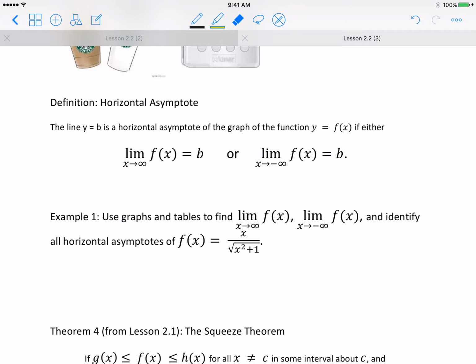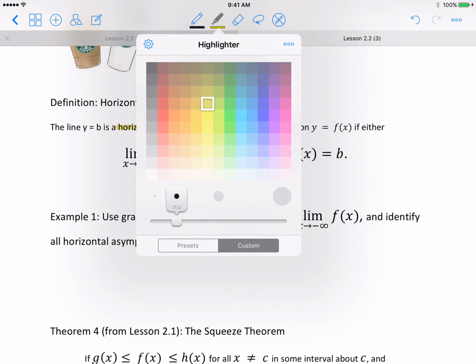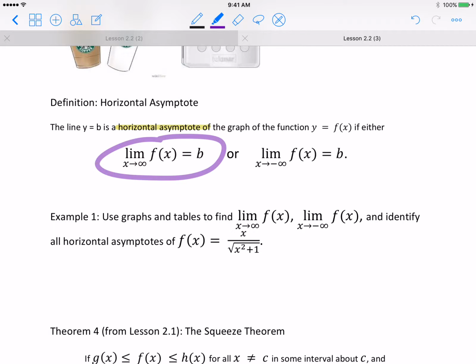The line y equals b is a horizontal asymptote of the graph of the function f of x if, in terms of the limit notation, the limit of f of x is equal to b as the x value approaches infinity, or when the x value approaches negative infinity the same condition holds true. Then you're going to have the line y equals b as a horizontal asymptote.